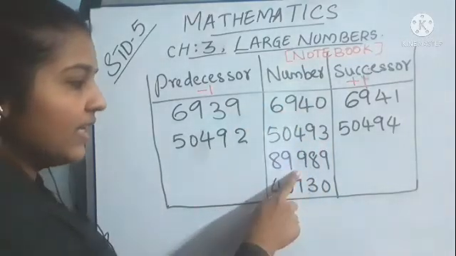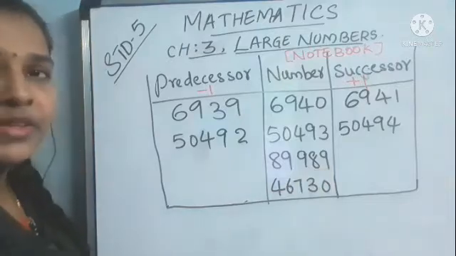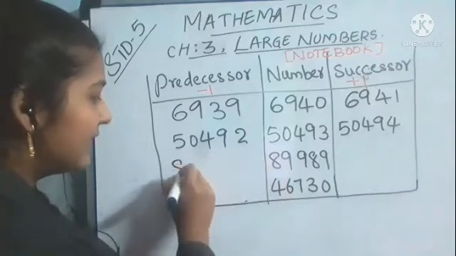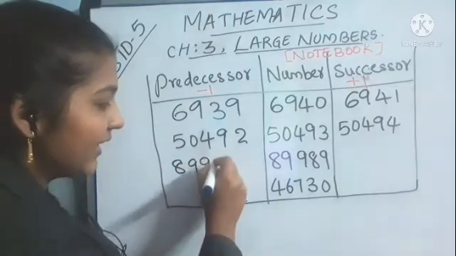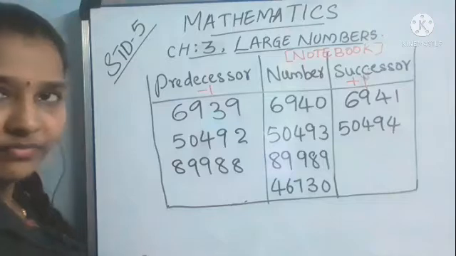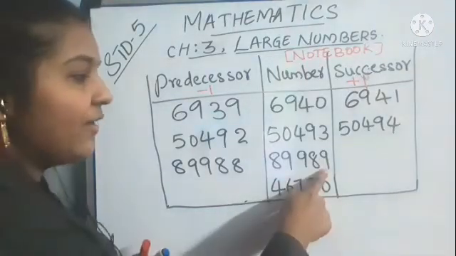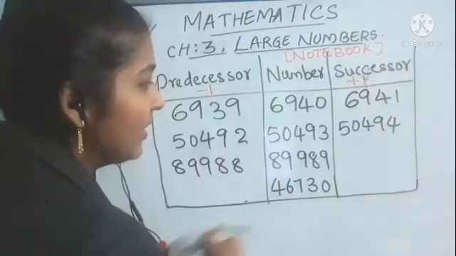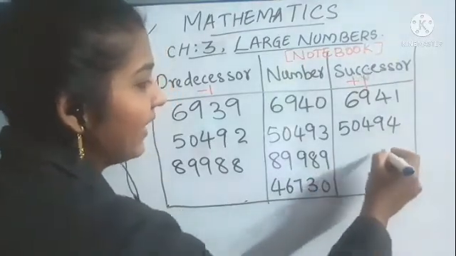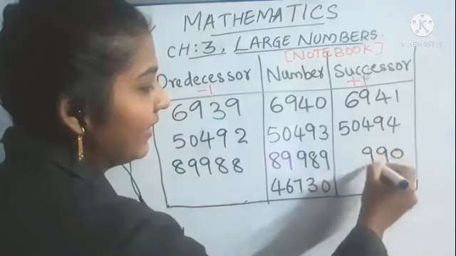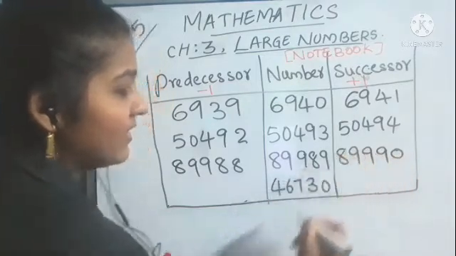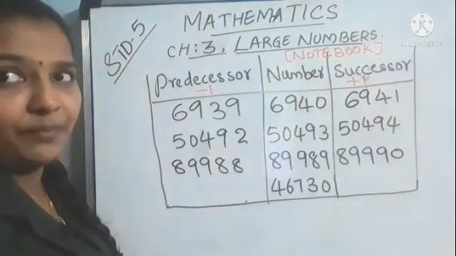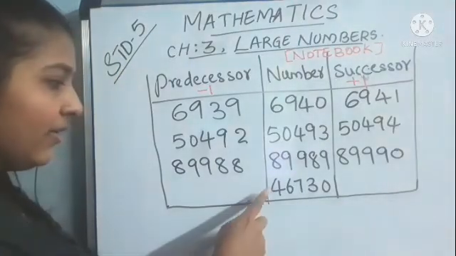Now the next, 89,989. So subtract 1 from this number. You will get 89,988. Okay. And add 1 to this number. Then 9 plus 1 will become 10, 0, 1, 8 plus 1, 9. Then 9, 9, 8. That is 89,990 is the answer. Okay children? Okay. Now look at the last question.